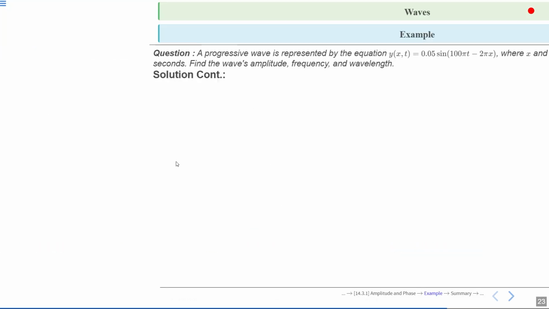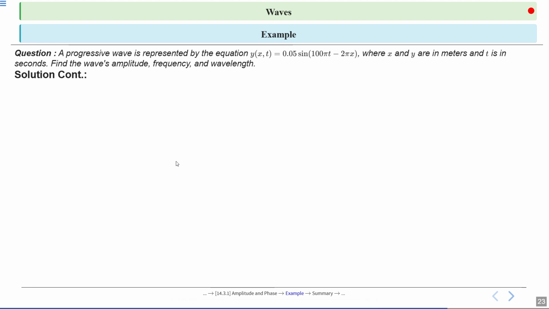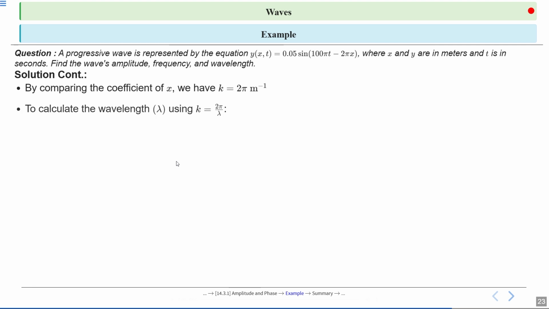Now, by comparing the coefficient of x, we have k equal to 2 pi meter inverse. To calculate the wavelength lambda using k equal to 2 pi by lambda, lambda equal to 2 pi by k. So substitute the value of k, so it will be lambda equal to 2 pi by 2 pi. So lambda equal to 1 meter.